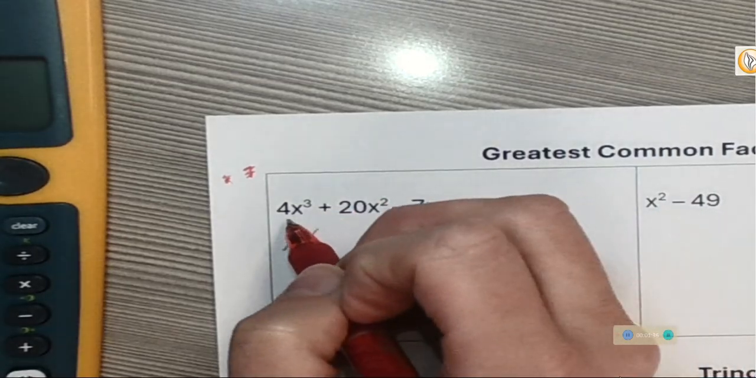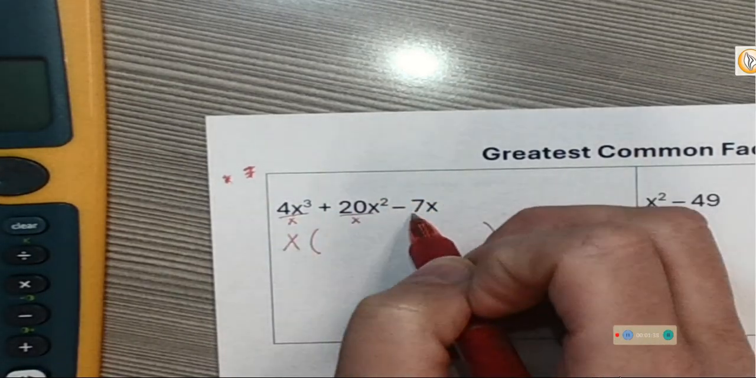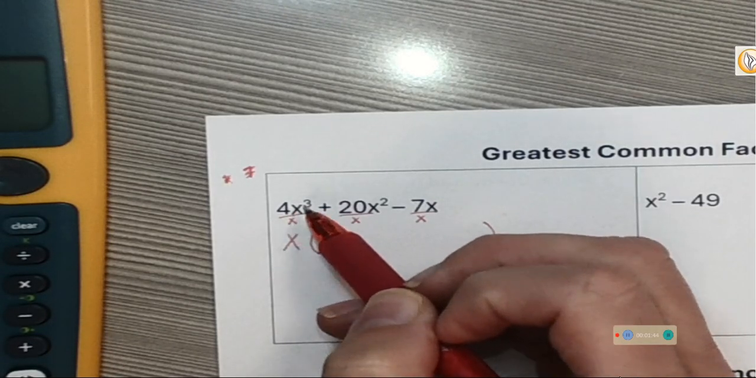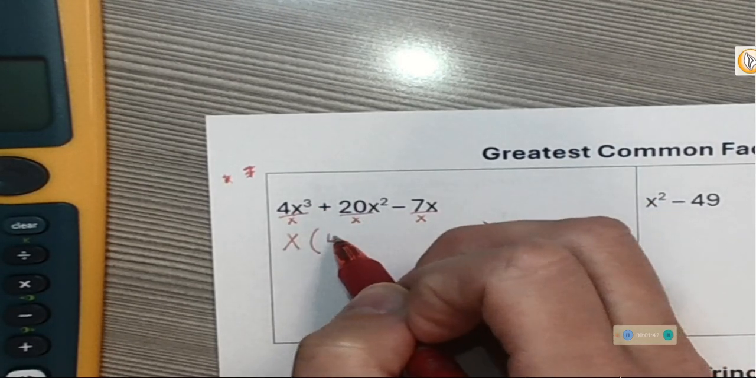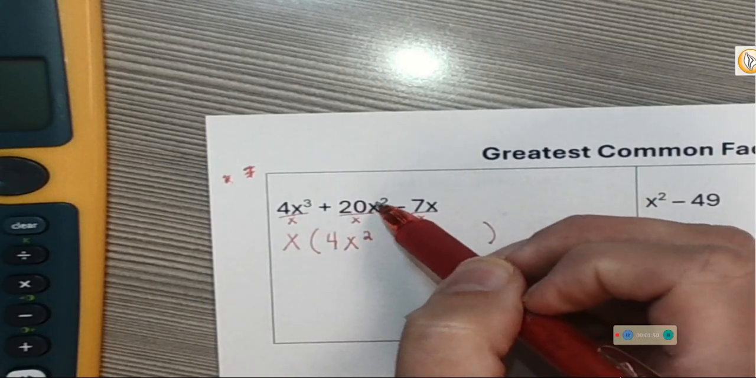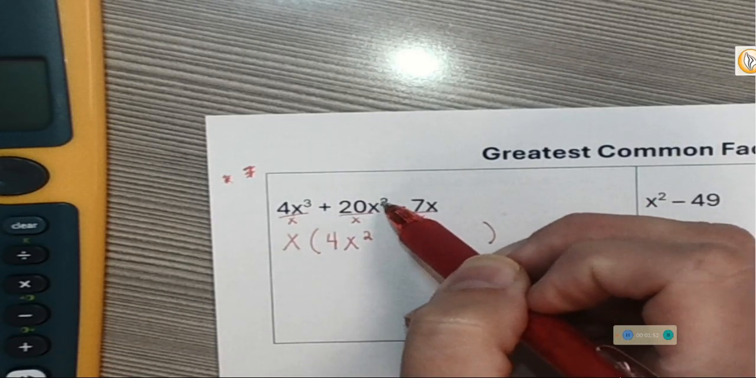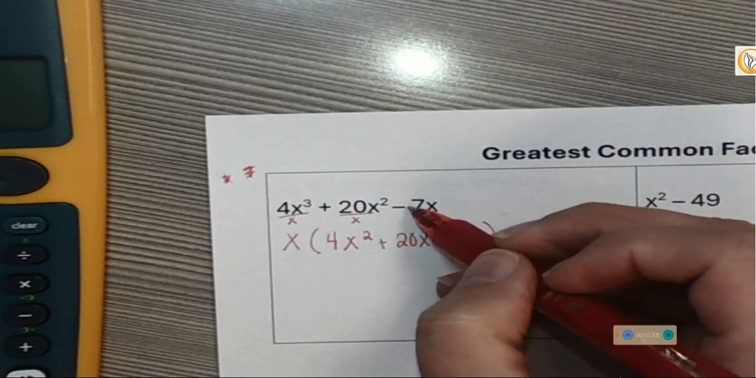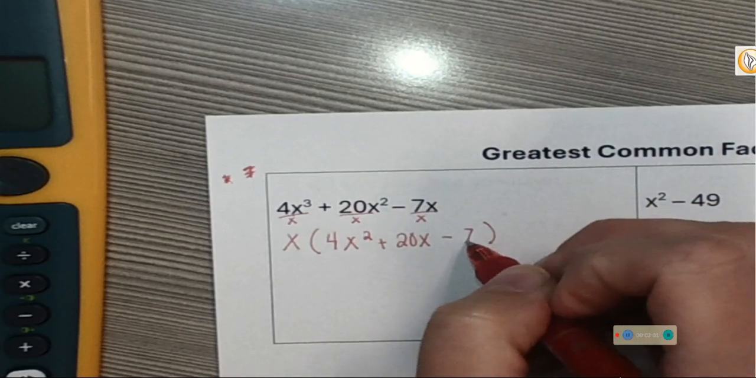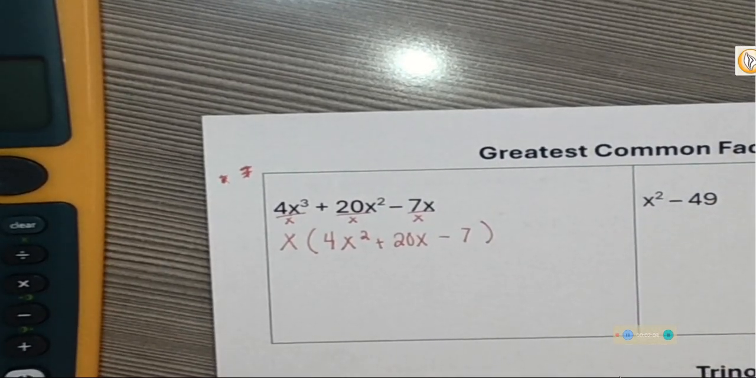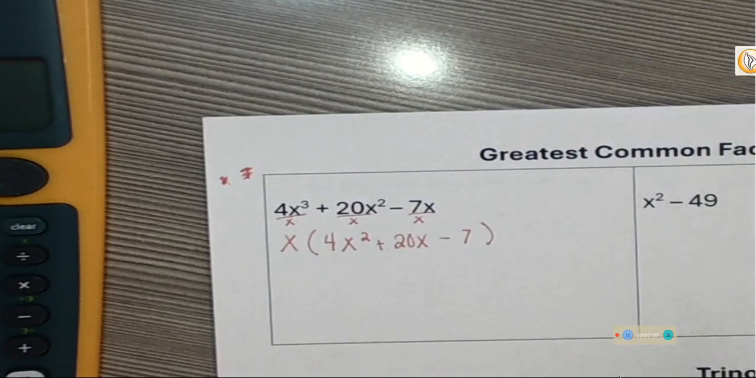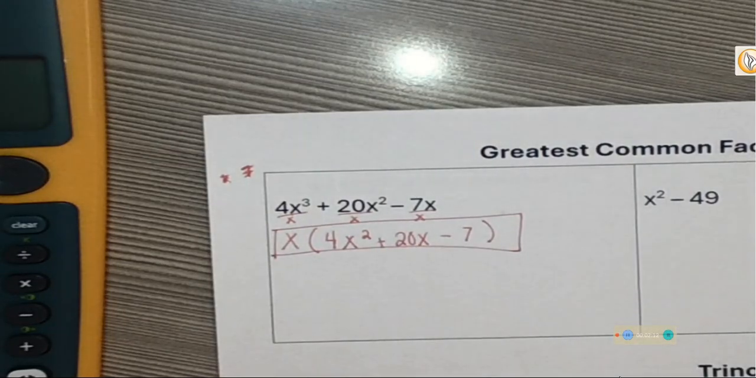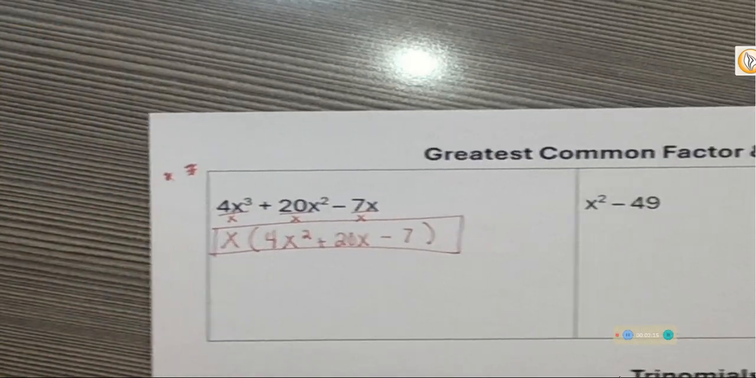What I'm going to do now is mentally divide each one of these by x to see what is left over. So 4x to the third, if I divide that by x, you had 3 on top, you had 1 on the bottom, that becomes 4x squared. 20x squared divided by x, you subtract those exponents, and so that simply becomes 20x. Negative 7x divided by x, they cancel out and you get negative 7. You would then continue trying to factor a trinomial, but for the purpose of what we're doing right now, we're done.